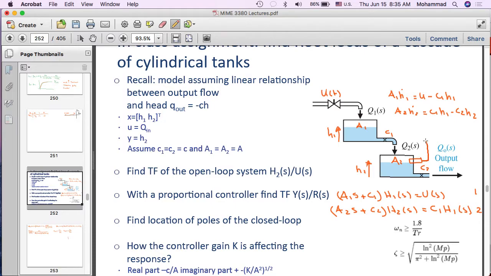And this sensor will give you H2. So then you take this signal and compare it to a desired number. This could be a constant number or a time varying number. But you say, I want the level of the second tank to be at this height, 5 feet, 10 meters, 2 inches, whatever that number is.